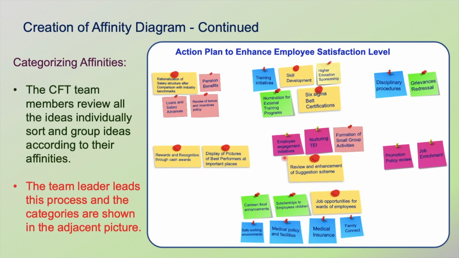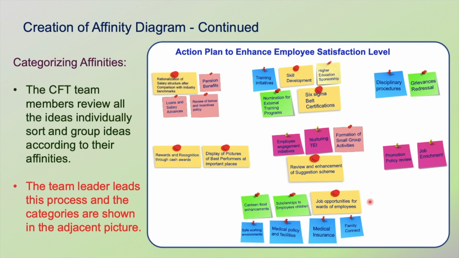And then employee engagement initiatives, nurturing total employee involvement, formation of small group activities. So employee involvement activities were grouped together. Promotion, policy review, job enrichment. So that is categorized separately. Canteen food enhancement, scholarships to employees' children, job opportunities for wards of employees, medical insurance, family connect. So these benefits were grouped under a separate category.